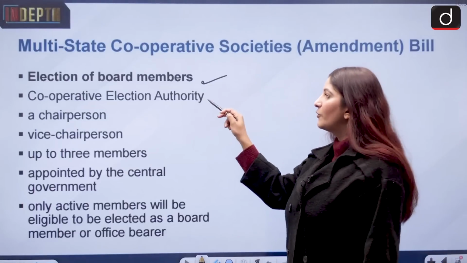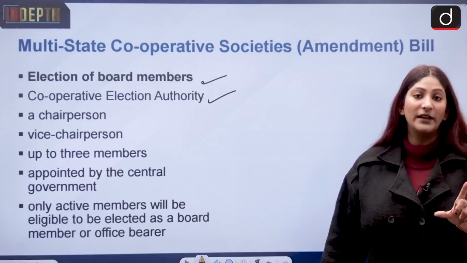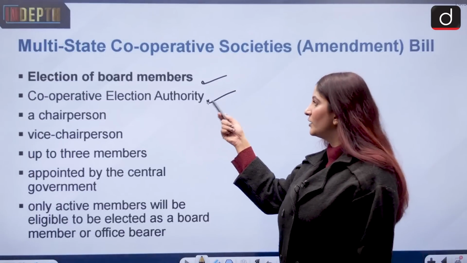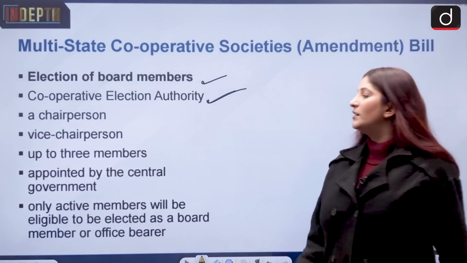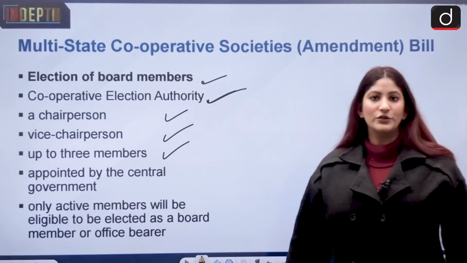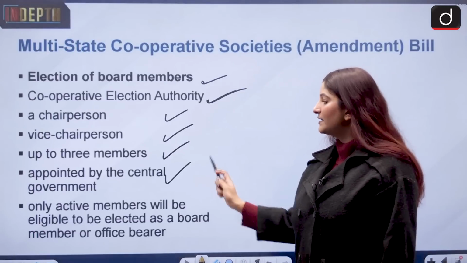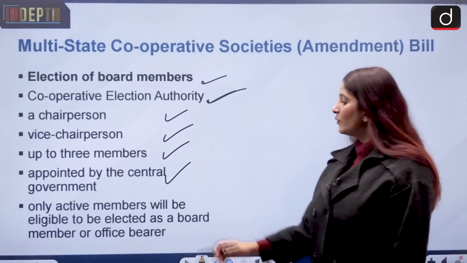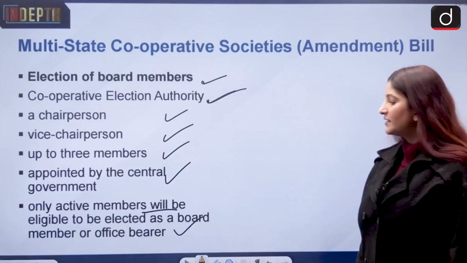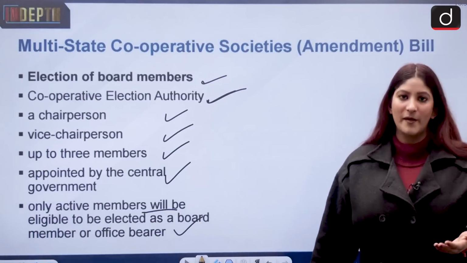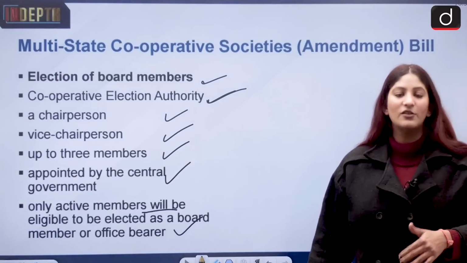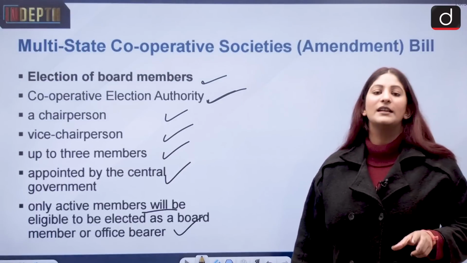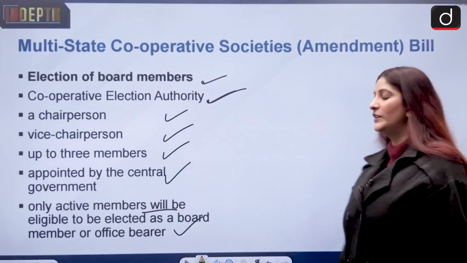First is the election of board members. There is going to be a body that will conduct the elections for the board members, which is very different from the current situation. A cooperative election authority will be there. It will be headed by a chairperson, a vice chair, and up to 3 other members. These people will be appointed by the central government on the recommendation of a selection committee. And only active members will be eligible to be elected as a board member or office bearer. An active member is a member who has availed a service or provided service to the multi-state cooperative society, and who has been present in 3 consecutive general meetings of the MSC.